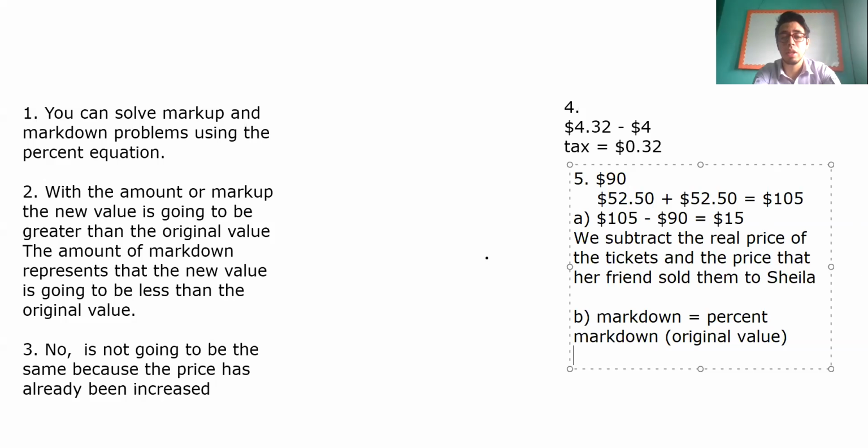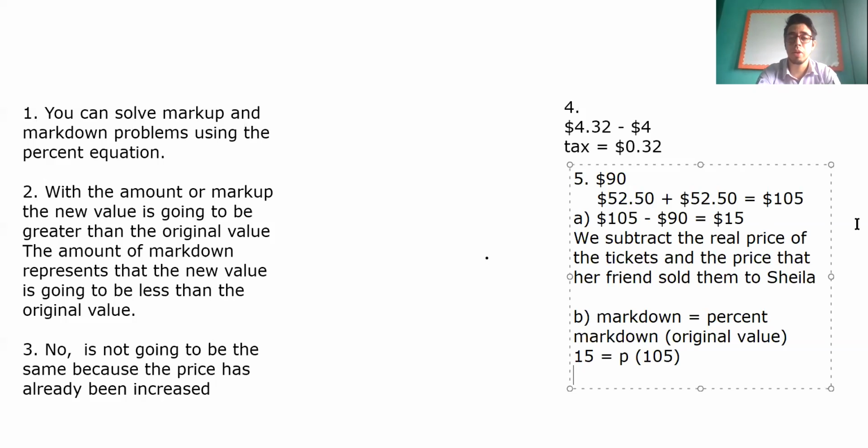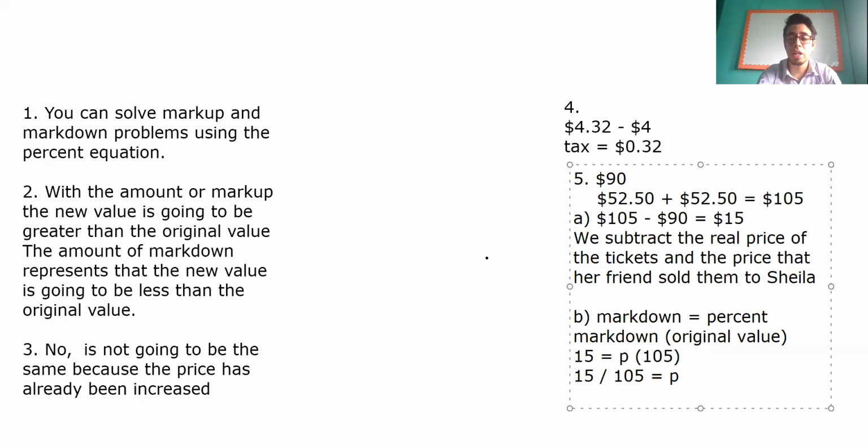So I'm going to replace $15 is equal the percent markdown. This is what I need to find, so I'm going to use a variable p. I don't have the value of this. And this is going to be multiplied by the original value, that is 105. What is going to be the next step I'm going to do? The 105 is multiplying p, so I'm going to pass it to the other side to divide. And I have this 15 divided by 105. This is equal p.